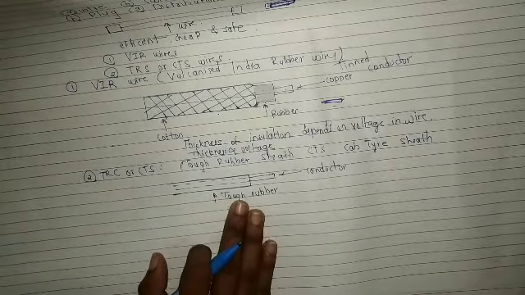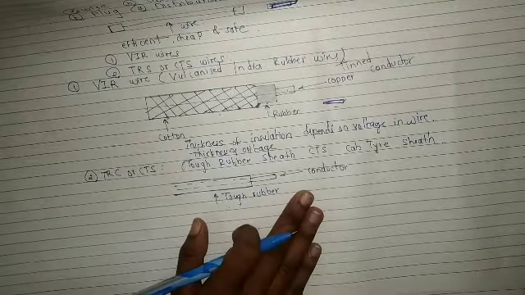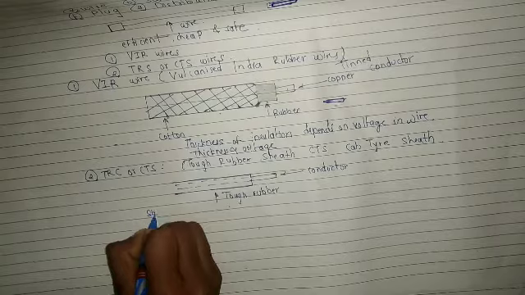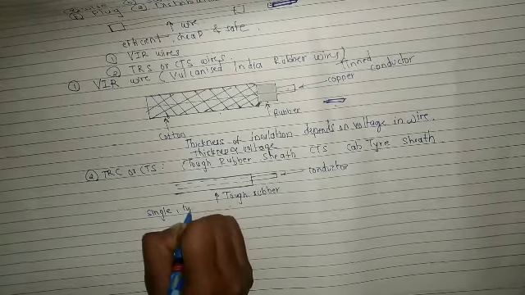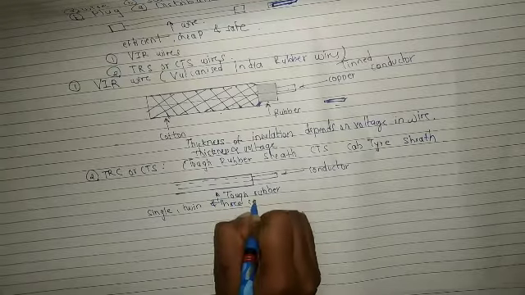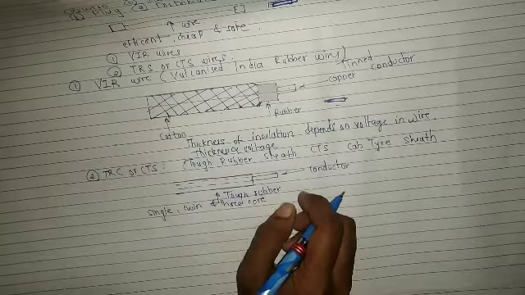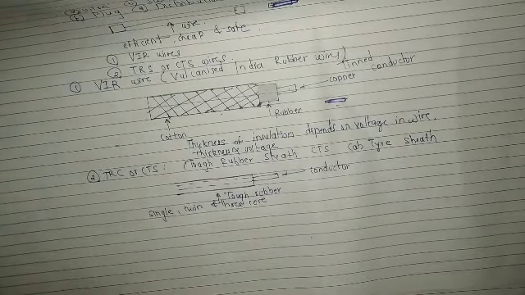Such wires are available in single core, twin core and 3 core, and they are used for batten wiring and conduit wiring. I told you what is meant by conduit wiring.